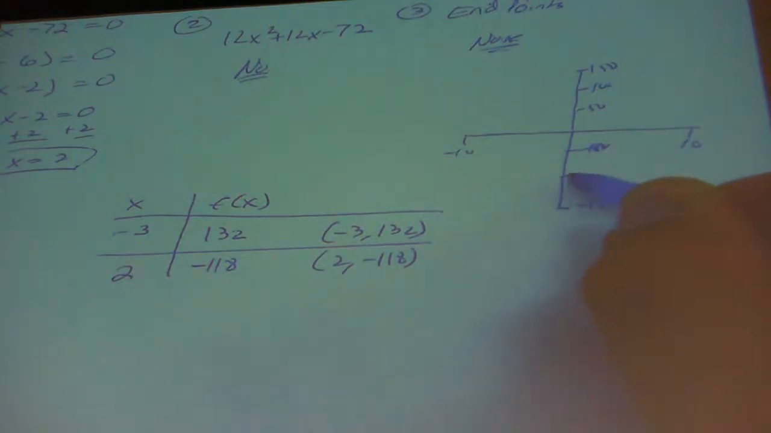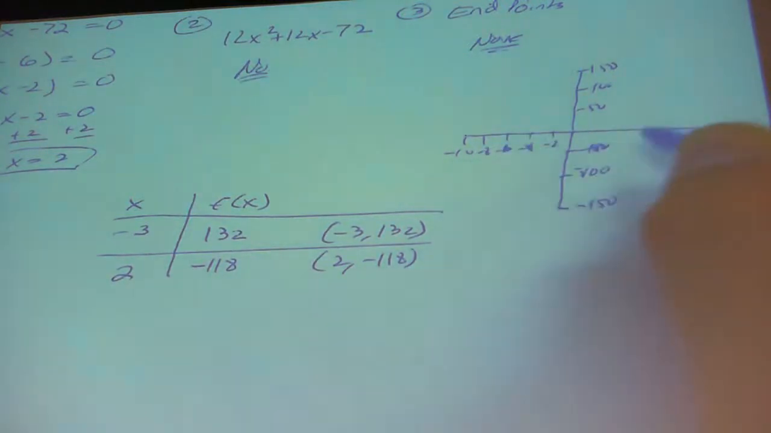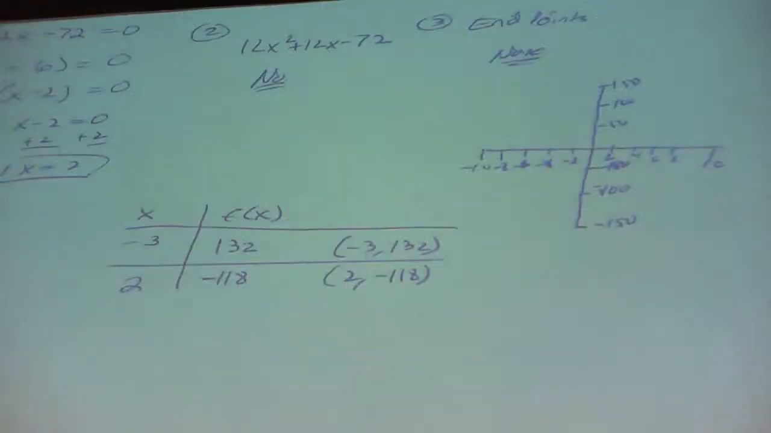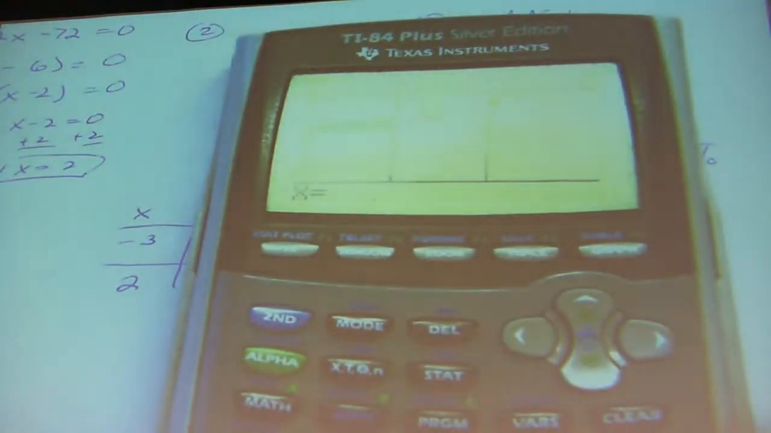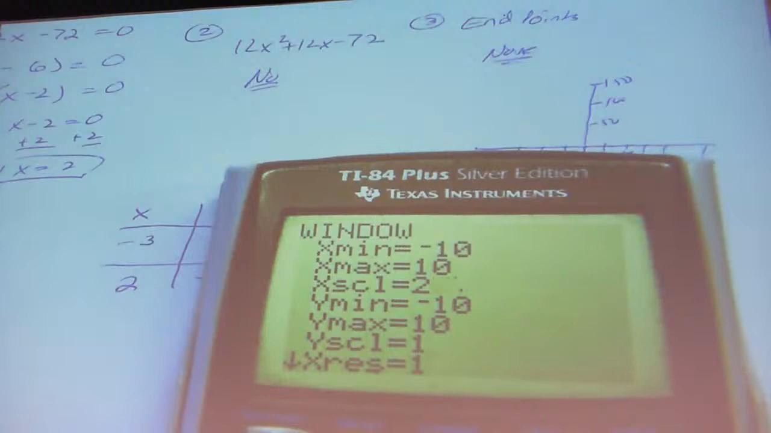Maybe counting by 50s. Then maybe from negative 10 to 10, counting by 2s. Okay, so the downside is you have to make a window to see it. But the good news is once you see it, I press window, go from negative 10 to 10, counting by 2s. My y, I'm going from negative 150 to 150, counting by 50s.